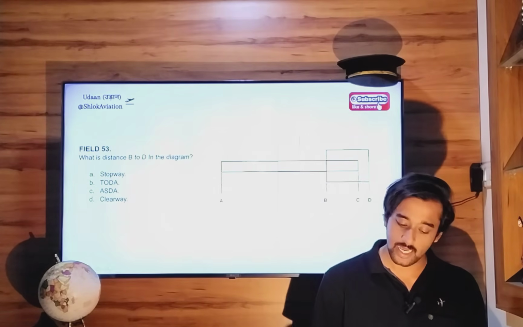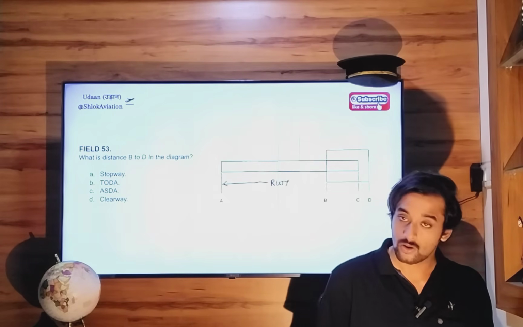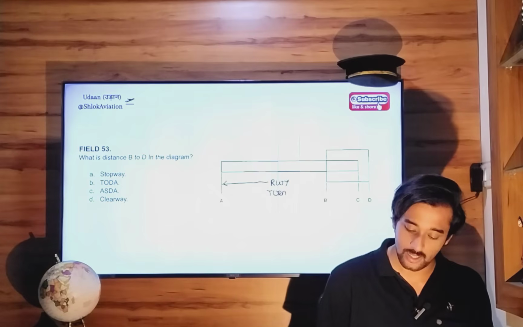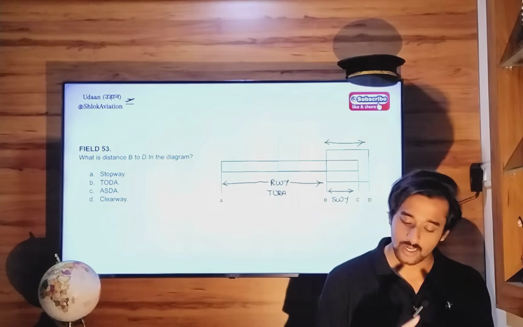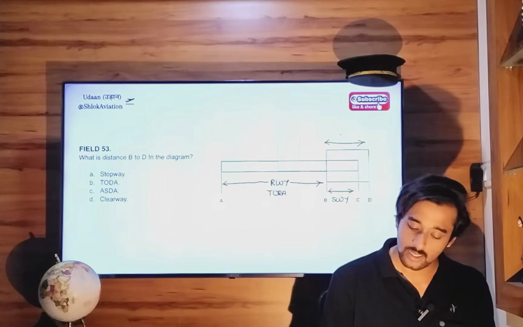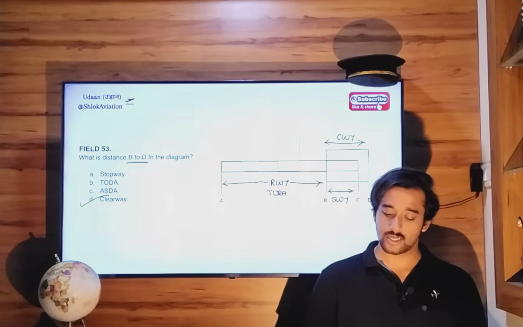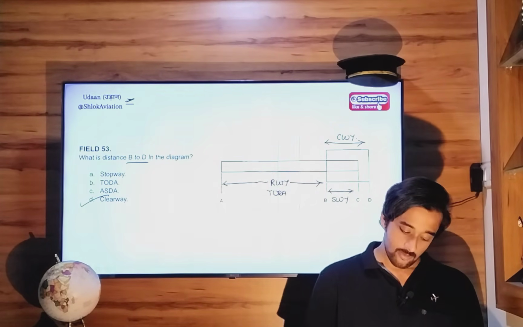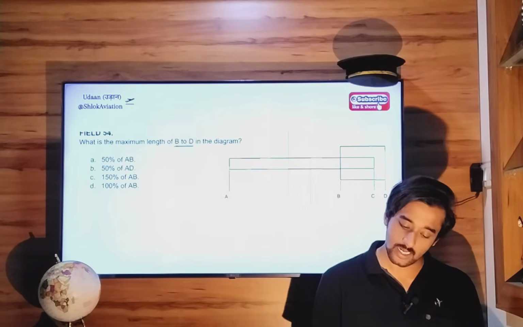Next, what is BD? So again, AB is your runway, also known as takeoff run available. BC is your stopway. BD, the entire measurement, will be your clearway, right? So what is BD? It is Delta. It is clearway.